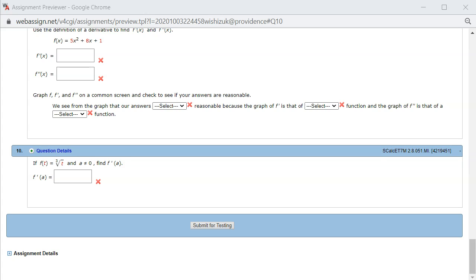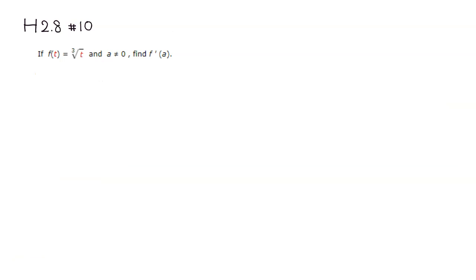All right, let's look at homework 2.8, problem number 10. We have the function f of t equals the cube root of t, and we want to find f prime of a. So let's do that. Remember the definition? We want to find f prime of a, which is equal to the limit as h approaches 0.